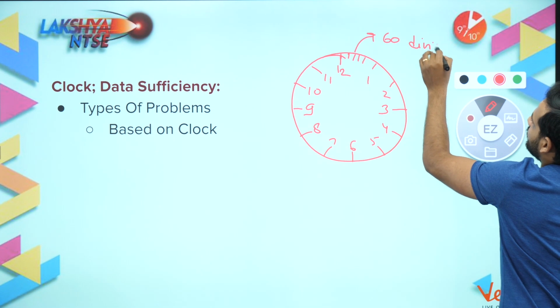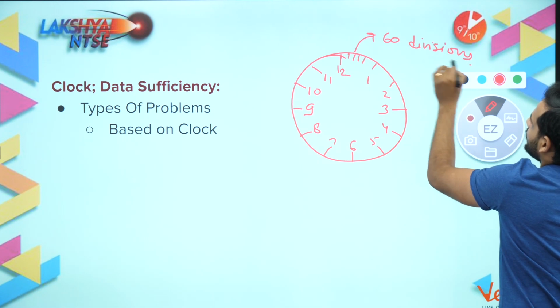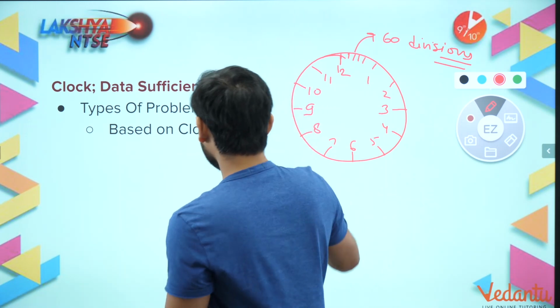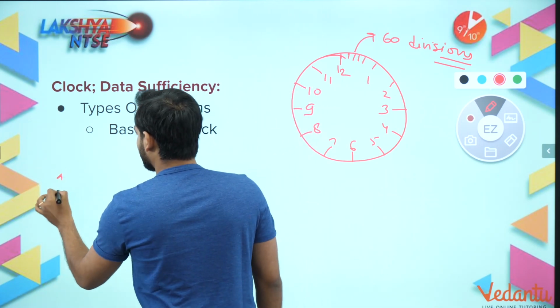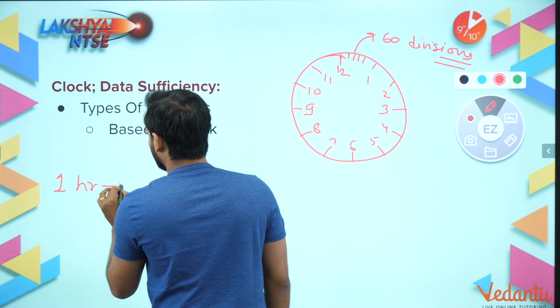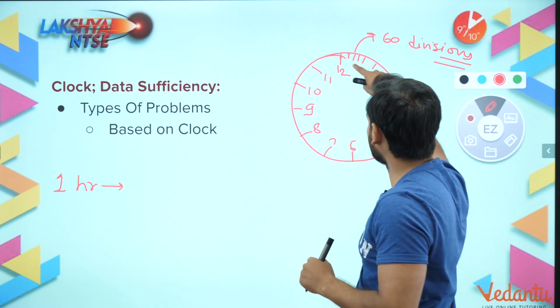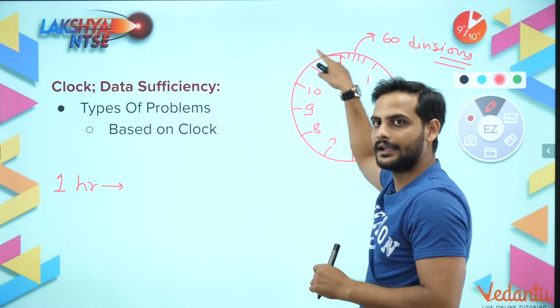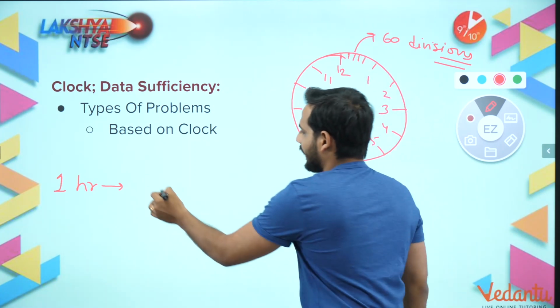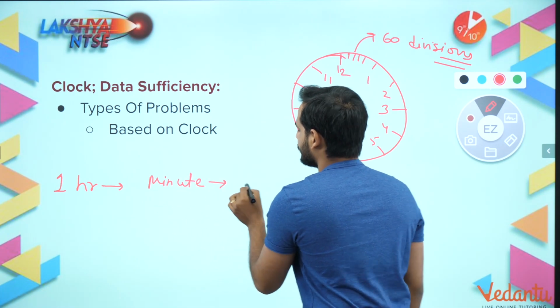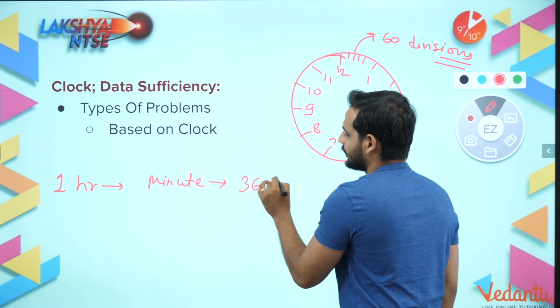Now when the time goes by 1 hour, how much does the minute hand rotate? The minute hand rotates from 12 to 12. It completes one whole round. So I can say the minute hand completes 360 degree.